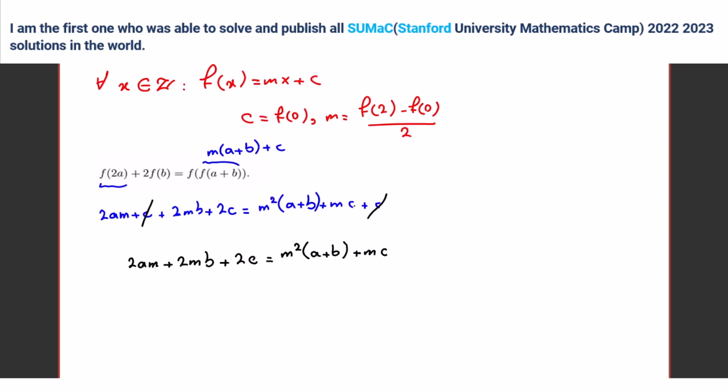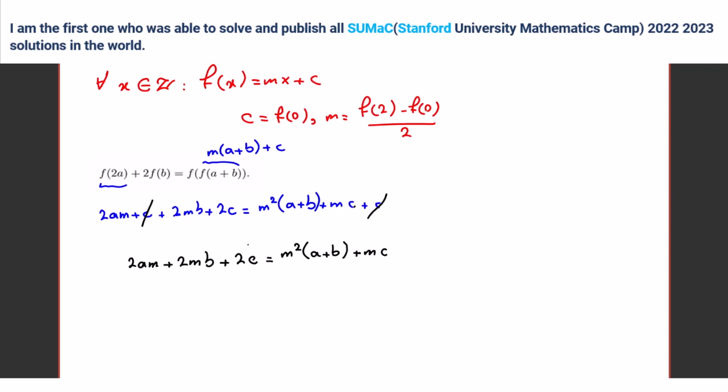Then we can do what? I can turn it into 2m times a plus b. Yes, but we can factor what? Well, I'm trying to factor the a plus b.